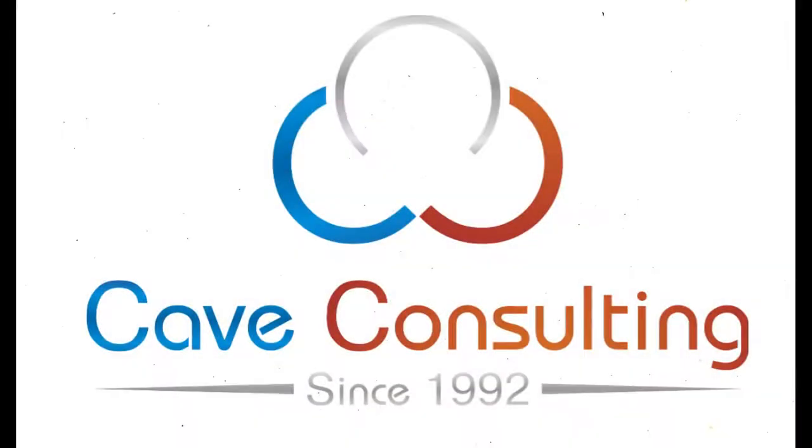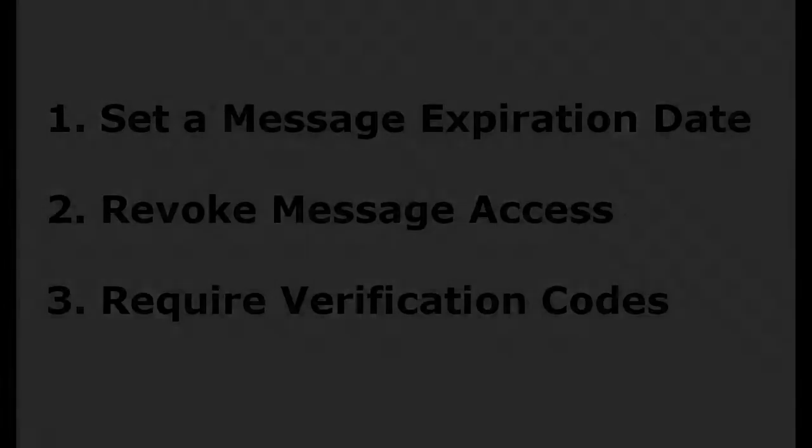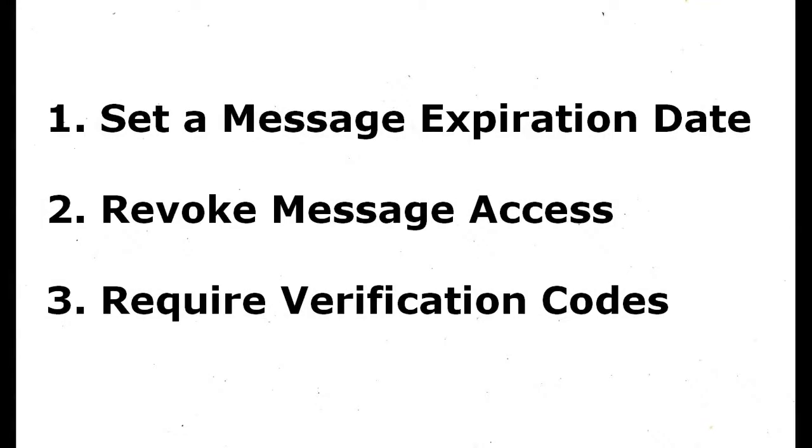Hello, this is Taylor from Cave Consulting, and today I'm going to walk you through how to use the confidential mode feature in your Gmail account. This tool will allow you to set a message expiration date, revoke message access at any time, and require verification codes by text to access messages, making sure your emails are secure.